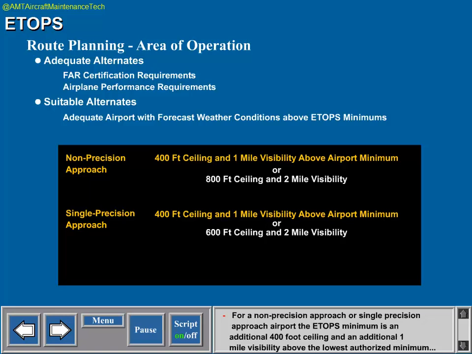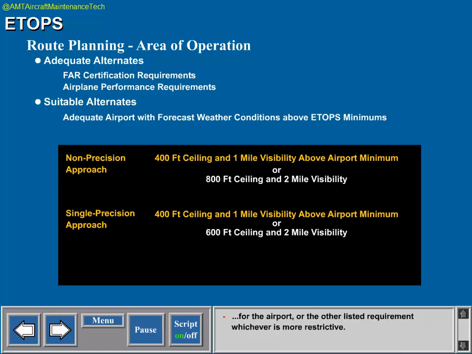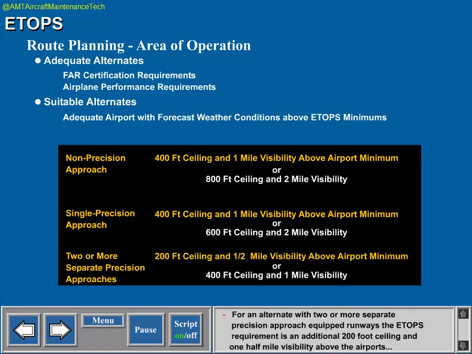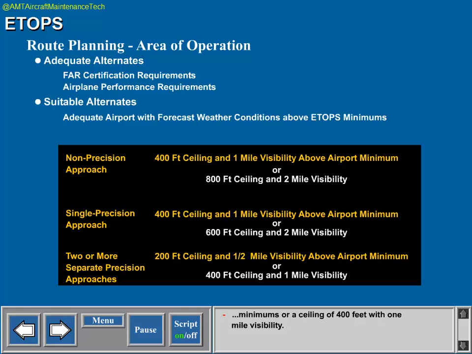For a non-precision approach or a single precision approach airport, the ETOPS minimum is an additional 400-foot ceiling and an additional 1-mile visibility above the lowest authorized minimum for the airport, or the other listed requirement, whichever is more restrictive. For an alternate with 2 or more separate precision approach-equipped runways, the ETOPS requirement is an additional 200-foot ceiling and 1/2-mile visibility above the airport's minimums, or a ceiling of 400 feet with 1-mile visibility.